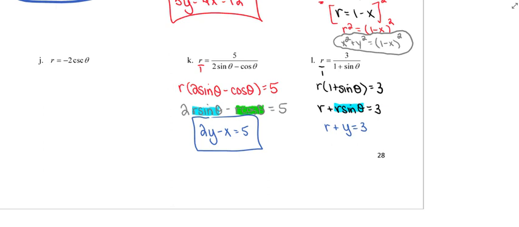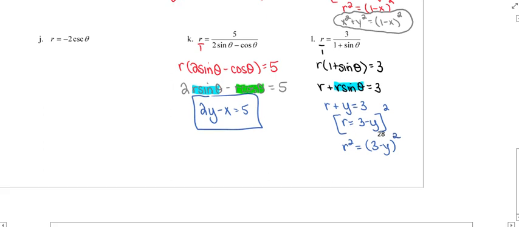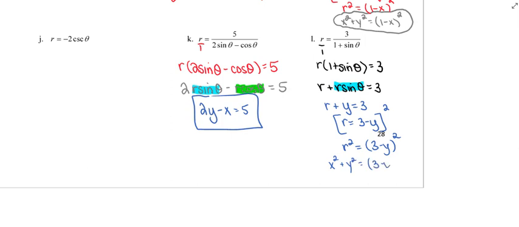I'm going to solve for r by subtracting y from both sides. And I'm going to square both sides, remembering to put parentheses around my 3 minus y to indicate that I'm squaring the whole thing. R squared is replaced with an x squared plus a y squared. And at this point, you've eliminated all the r's, you've eliminated all the thetas, you're only left with x's and y's. It's done. Love it.